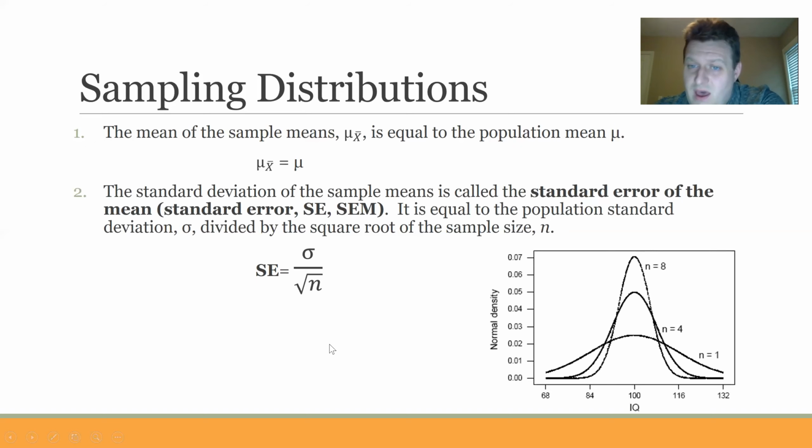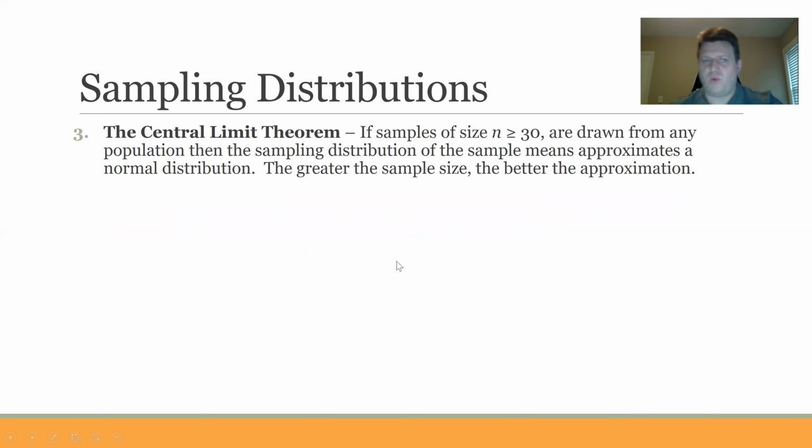We talked about the standard deviation of the sampling distribution. How about the shape of the sampling distribution? All right, this is where the central limit theorem comes into play. The central limit theorem is an idea in statistics that if we have a sample size of 30 or greater, it doesn't matter what the population distribution looks like. If it's skewed, if it's leptokurtic, if it's bimodal, doesn't matter. The sampling distribution is going to be normally distributed.